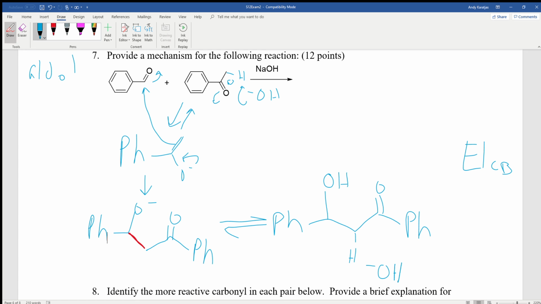And so the base hydroxide will remove an alpha hydrogen for the second time to give us a new enolate. And then that new enolate will shift electrons, kicking out the OH group to give us the final product.